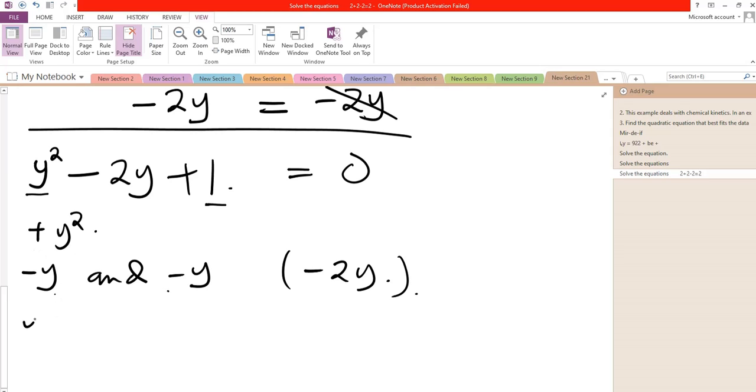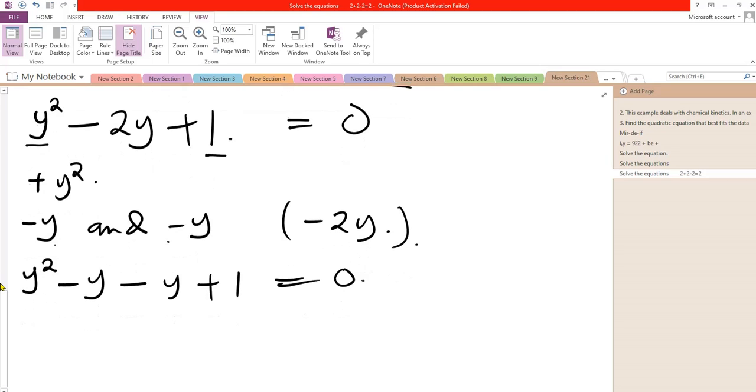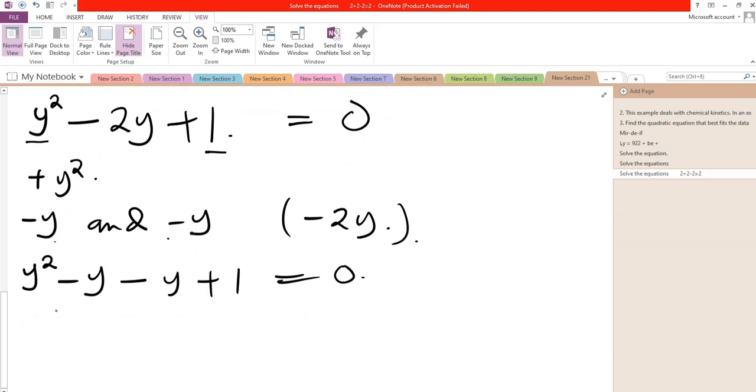So we now have y squared minus y plus 1 equal to 0. Now what is the common factor of these two first terms? So the common factor is y. y squared divided by y, you have y, minus y divided by y, you have minus 1.